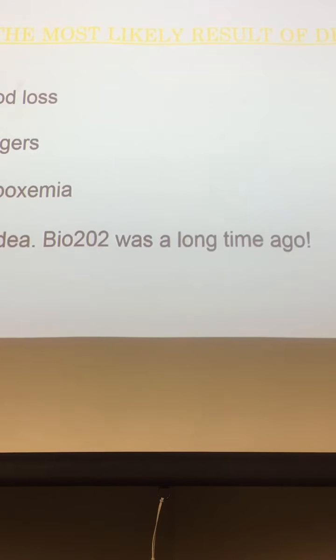So what's the answer here? Most likely result of decreased myelin. Is this question too easy? From too many classes ago? Myelin does what? Myelin keeps you from having B, right? Because that's that coating that goes over the axons and nerves, right?